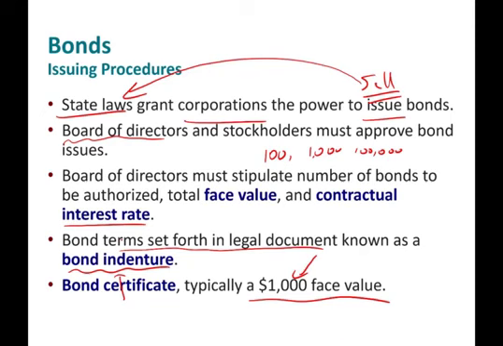Face value means, think of the money. If you look at a $100 bill, it will have a $100. That's the face value of the $100. It has the $100 printed on it. The face value of a bond is $1,000.